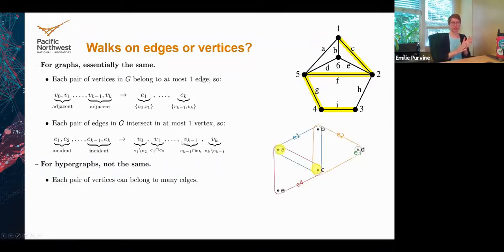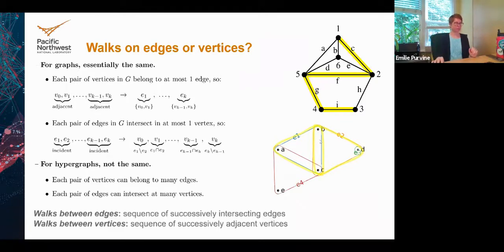But in a hypergraph, this is not the case. Every pair of vertices can belong to many edges. Here, A and C belong to 2 distinct edges, E1 and E4. And pairs of edges have many vertices in common. Here, E1 and E2 intersect at B and C. And so we can't get that unique one-to-one-ness between a walk on vertices and walks on edges. So a walk between edges is going to be a sequence of successively intersecting edges, and a walk between vertices is going to be a sequence of successively adjacent vertices. And I'm going to focus on the edge case.